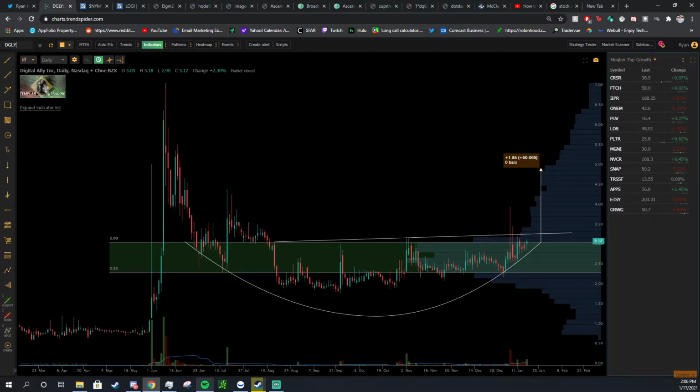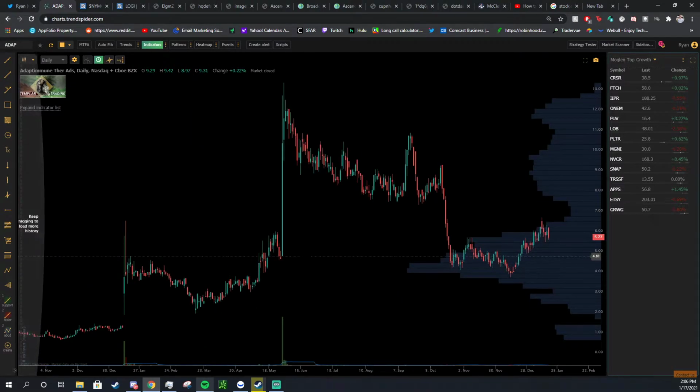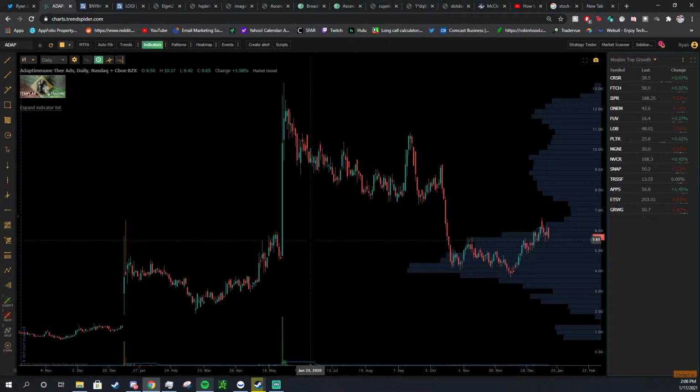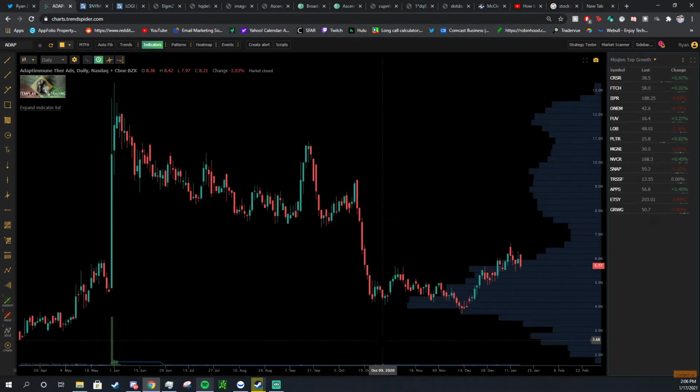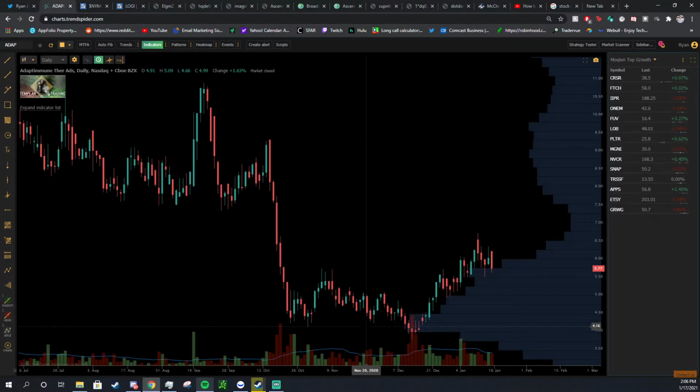Okay, let me see. AP. Don't know why we had a massive gap down. The reason why I don't like this is we've just got zero volume. I mean, it's a small cap, but the overall volume on this thing is pretty low.